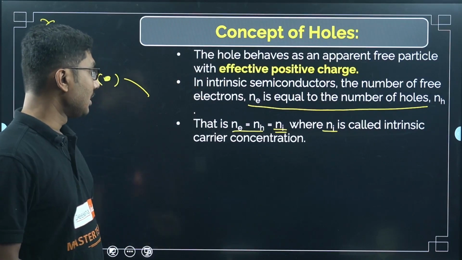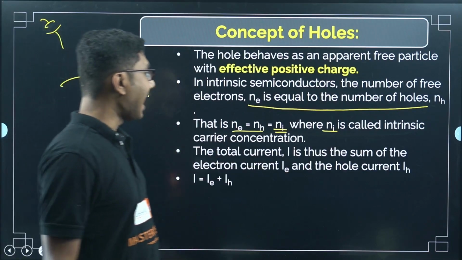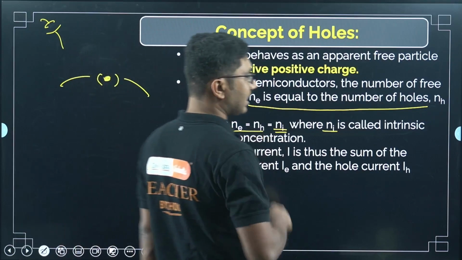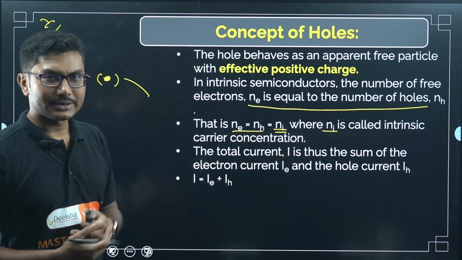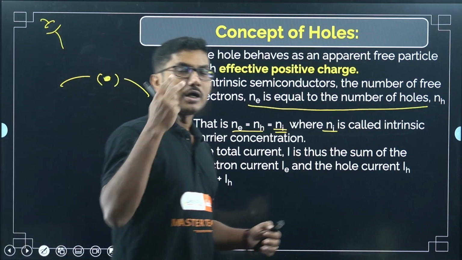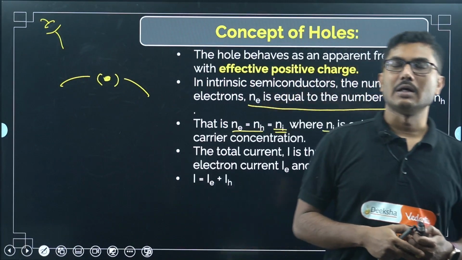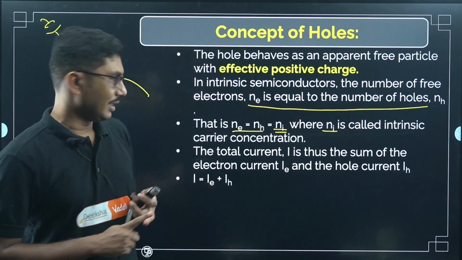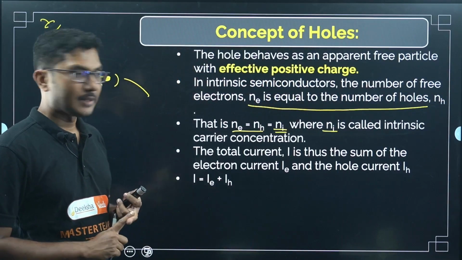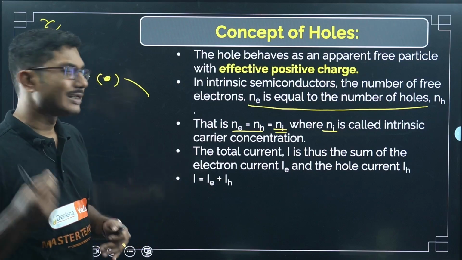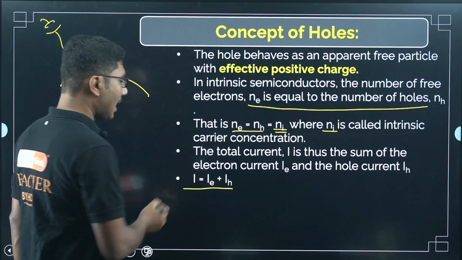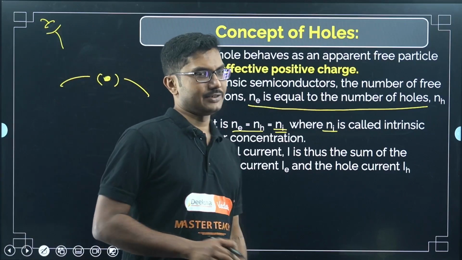Very important term, right? The total current I is the sum of the electron current and the hole current. So if there is some current flowing in the circuit, there will be two things which will contribute towards the conduction. First of all, electrons obviously, and there will be holes as well. Okay, one of them will be positive, one of them will be negative. Now based on the electric field applied, etc., they will vary, but total current I is equal to IE plus IH. Very simple concept.